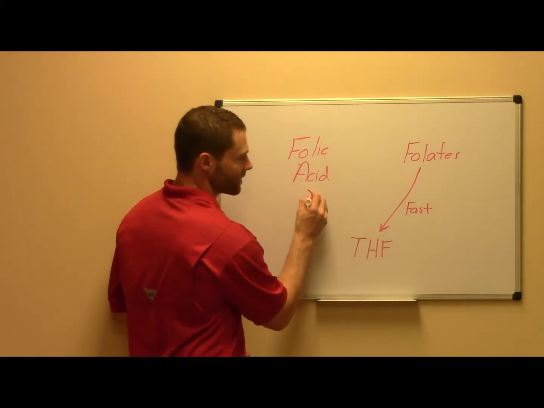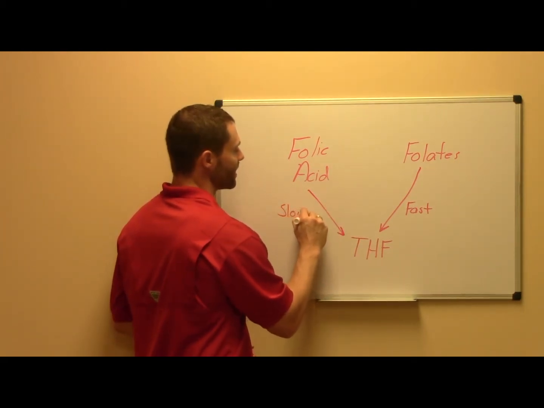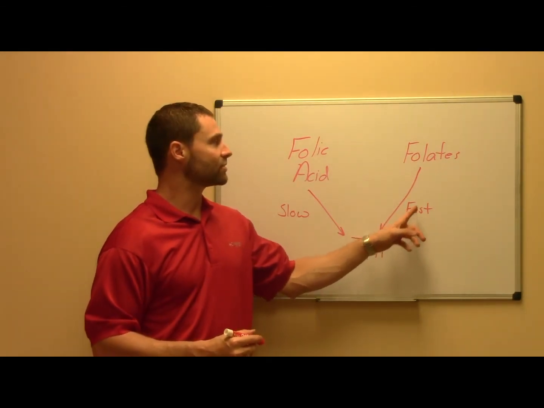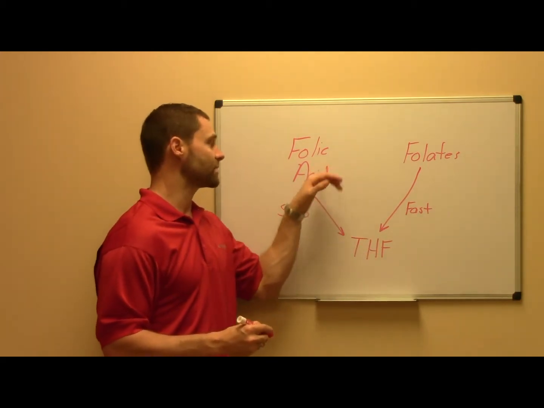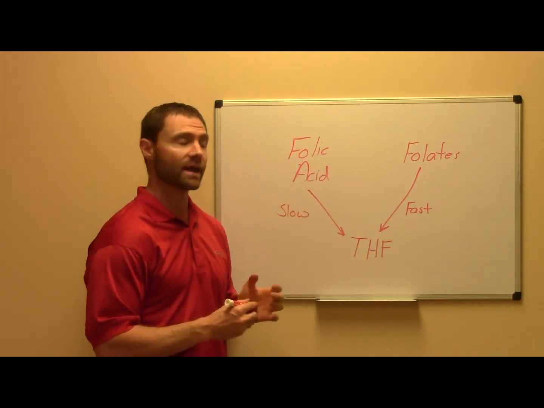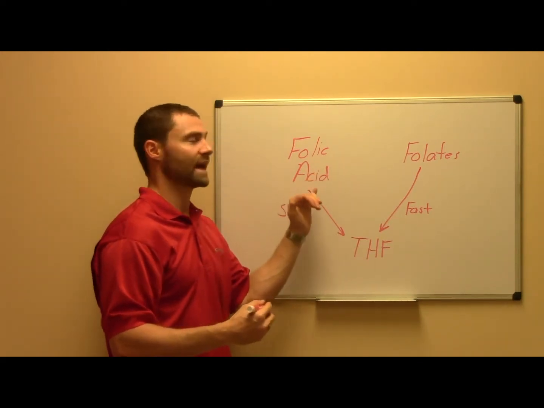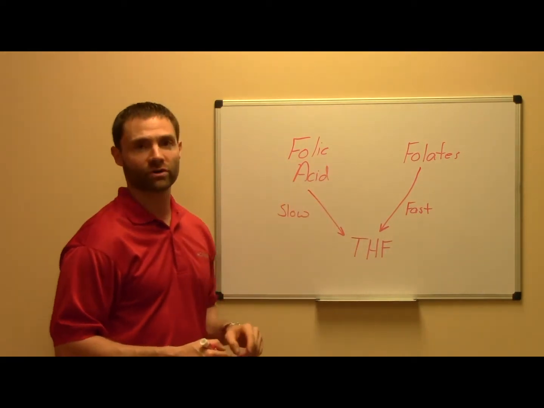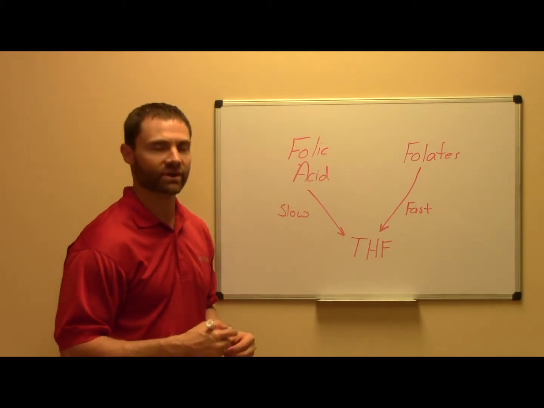Folic acid, on the other hand, is a very slow process. This process takes some time. It's not efficient. The enzyme that's needed to convert folates to tetrahydrofolate is the same enzyme we have to use to get folic acid to tetrahydrofolate. But because that enzyme is not very efficient with folic acid, due to it being a synthetic, we're going to have some slow conversion here. So we're not feeding this conversion over to an active form of folate very efficiently.